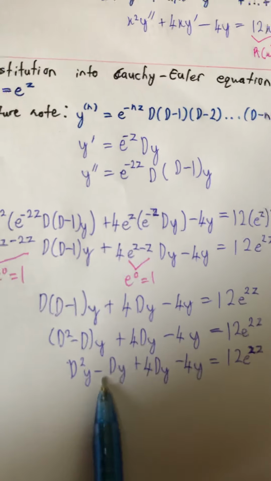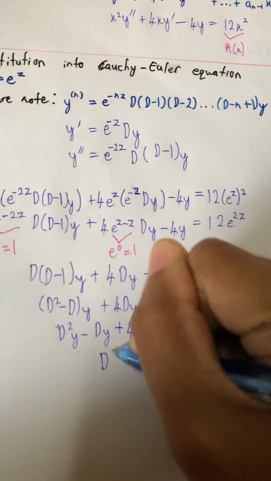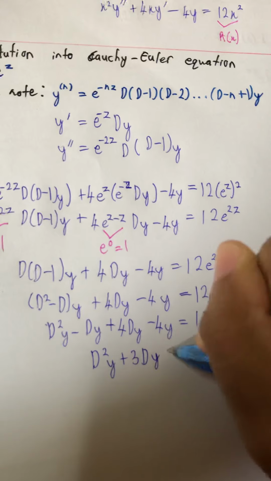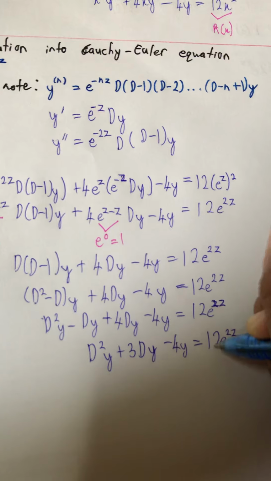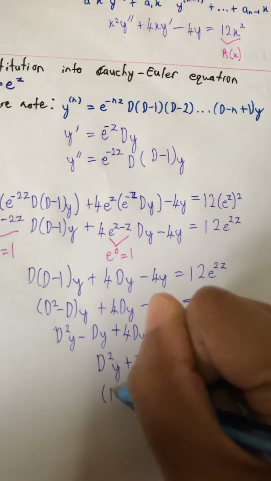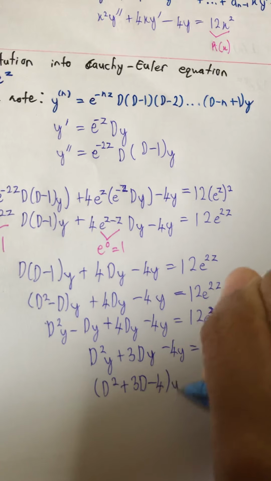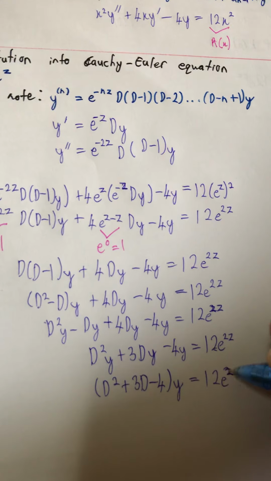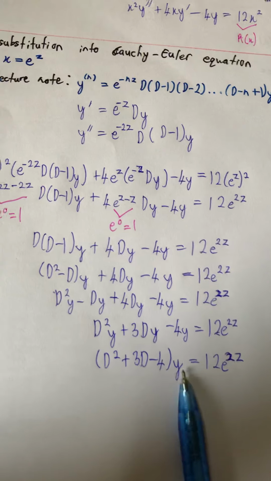And then this one, minus Dy plus 4 Dy, gives plus 3 Dy. So D squared y plus 3 Dy minus 4y equal to 12 e to the 2z. And then we can factor out the y, so we get D squared plus 3D minus 4, y equal to 12 e to the exponent of 2z. So here we get the final form of our equation.